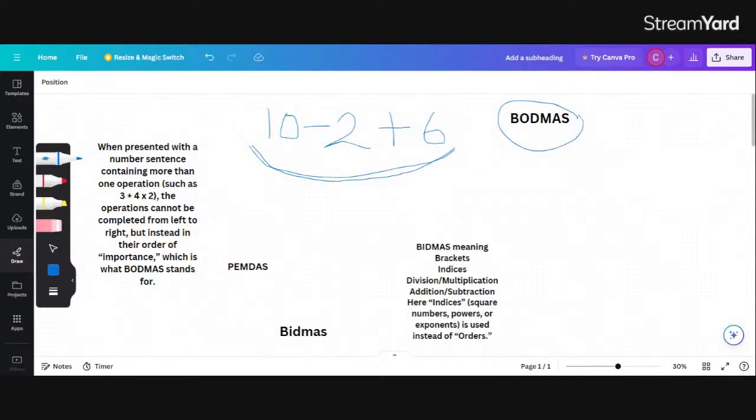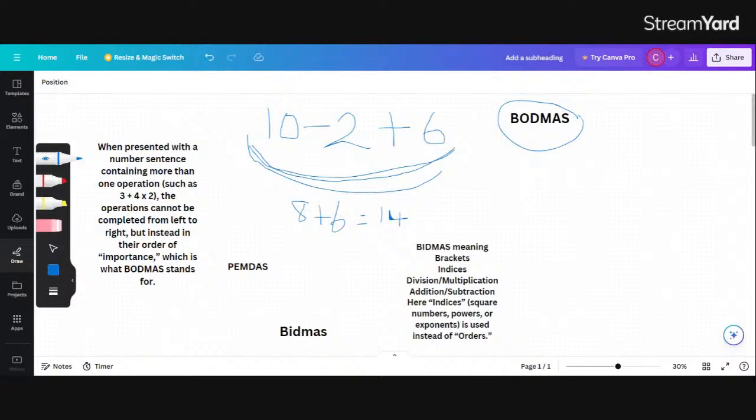are of equal importance. Anytime both of them are the only operators, we have to start our calculation from left to right. That means it's going to be 10 minus 2, that will give you 8. Then 8 plus 6, that will give you 14.